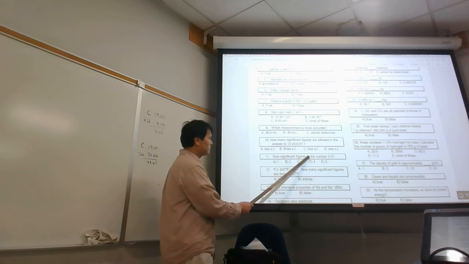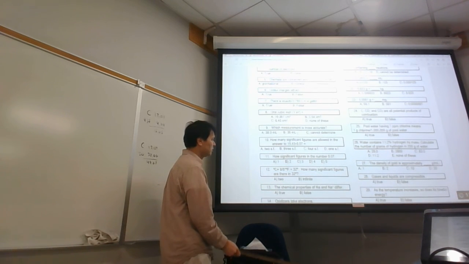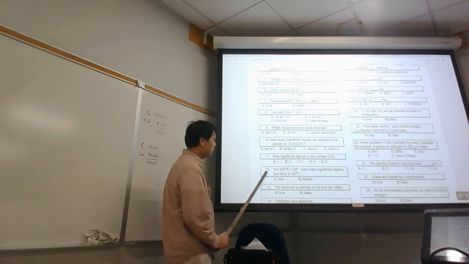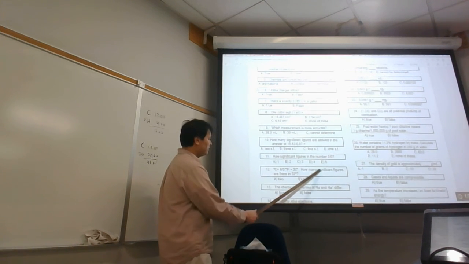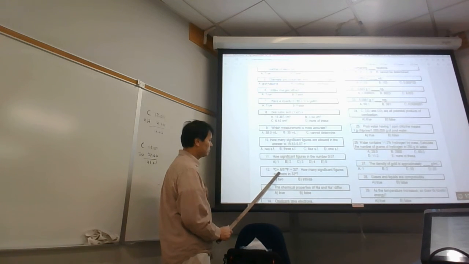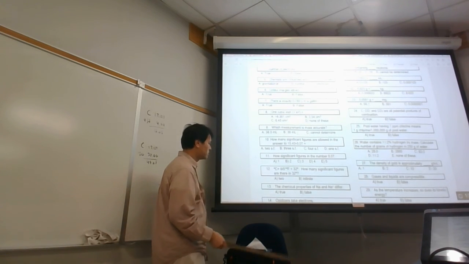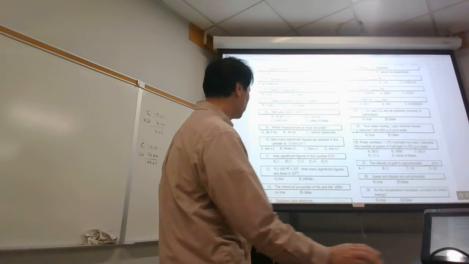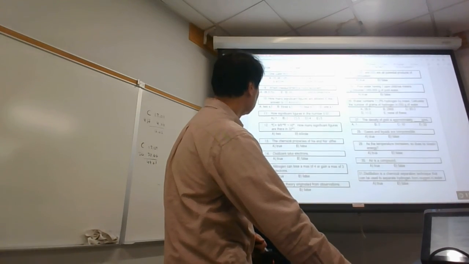11, how many sig figs in the number 0.07? That's 1. Yeah. 12, how many sig figs are there in 32 degrees? So this is the temperature conversion here, degrees C is equal to 9/5 degrees Fahrenheit plus 32 degrees.